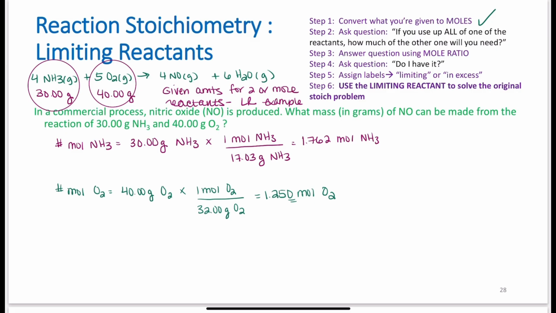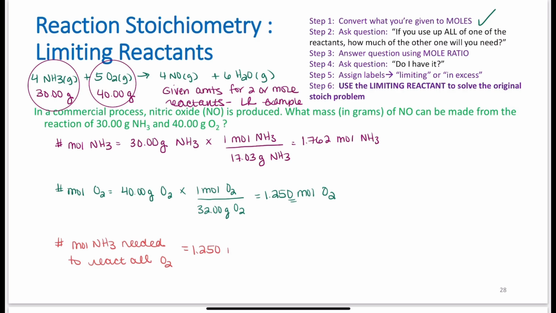Step 2, ask the question, if you use up all of one of the reactants, how much of the other one will you need? Truthfully, it doesn't matter which one you pick, okay? I pick them randomly. Sometimes it works to my advantage, but either way, it gives me the information I need. So I'm going to compare the two reactants to one another. For this one, I'm going to write down number of moles of NH3 needed to react all of my O2.